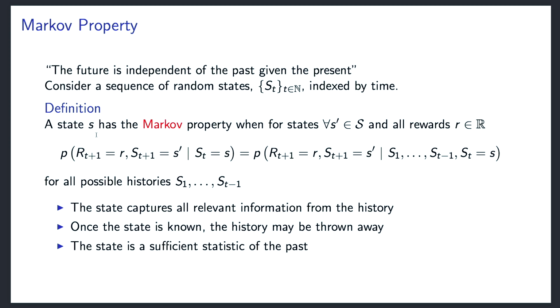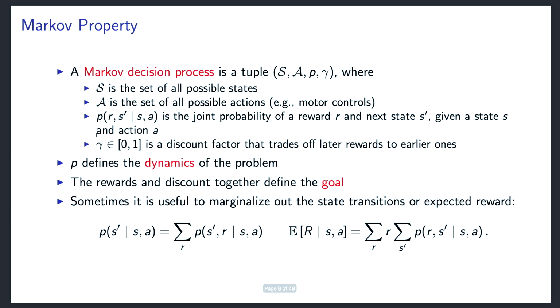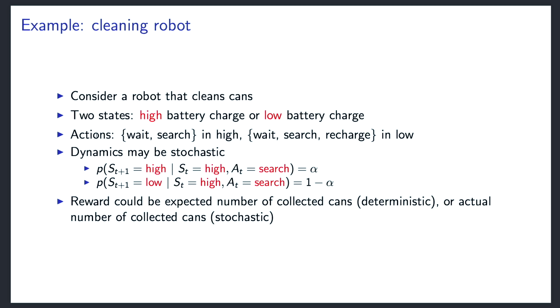So to give a concrete example, this is from the book, so you can also look at the example in the book for more detail, or if you just want to grok it more. We're going to consider a very simple setup, which models a robot that cleans cans. This is a toyish version thereof, in which there are only two states that the robot can see. Either the robot has a high battery charge or it has a low battery charge. And these are the only states the robot can distinguish.